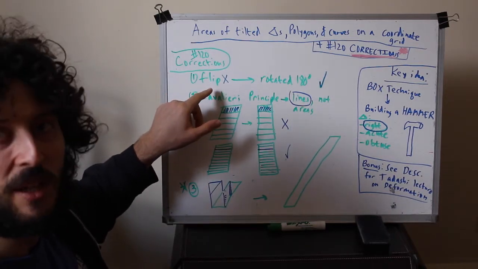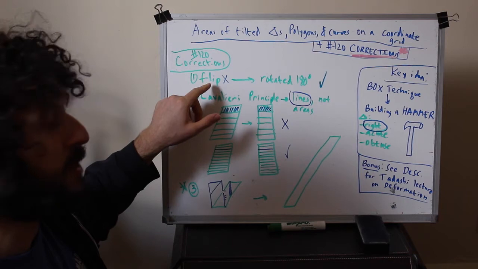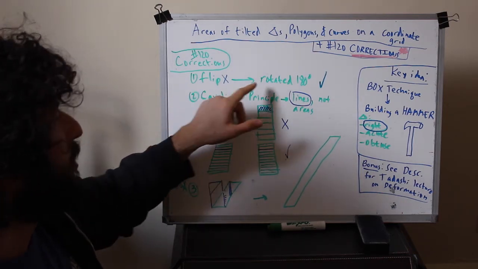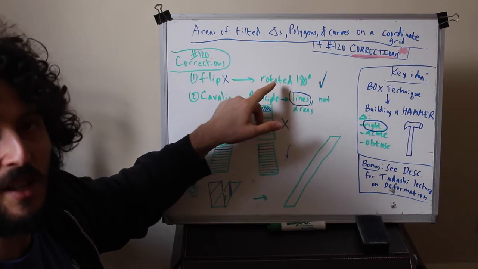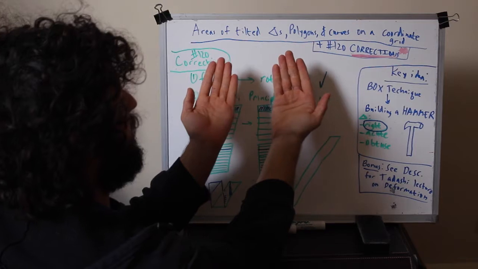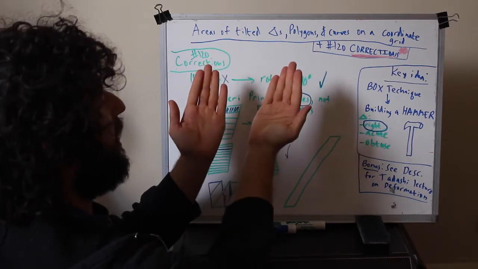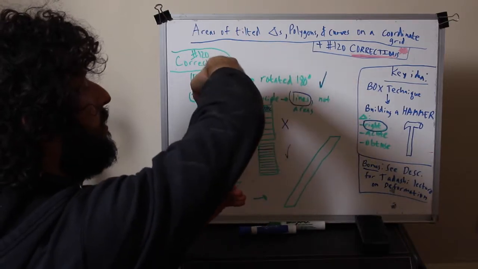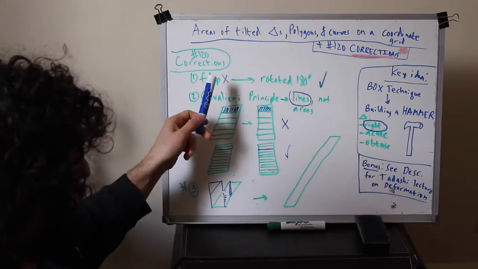I mentioned in video number 120, I said the word flip at least once or twice, and that should have been rotated 180 degrees. So to flip, at least my understanding of flipping is you go like this and then you flip it like that. What I intended to indicate is that you're going like this. So that's different. So that's a quick correction.